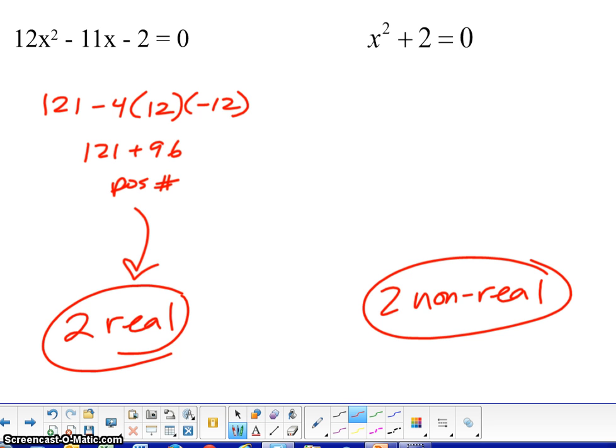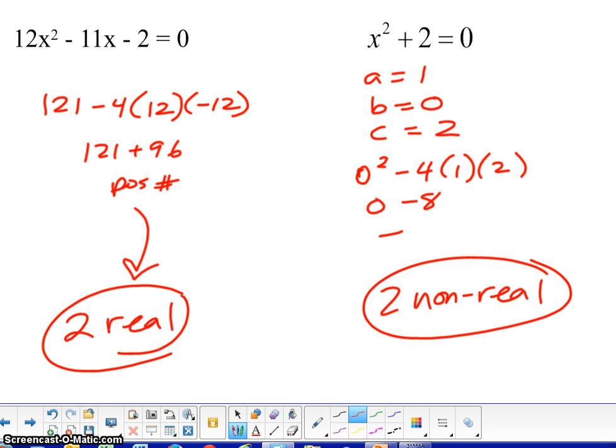The next one, A is 1, B is not there, so we have to put a 0 in for that spot, and then C is 2. So b squared is 0 squared, minus 4 times 1 times 2, which is 0 minus 8, and negative 8 is a negative number, therefore it's going to be two non-real.